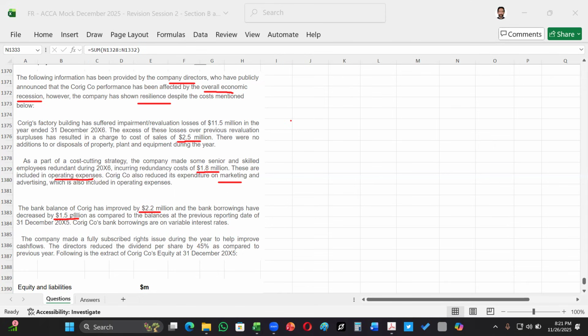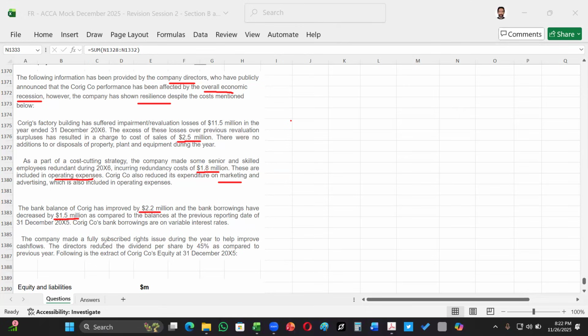Let's see. The company has made fully subscribed rights issues. So this is where the money is flowing in to make the bank balance positive and to reduce the bank borrowings. Okay. So you see, now the information is making things clear for us.